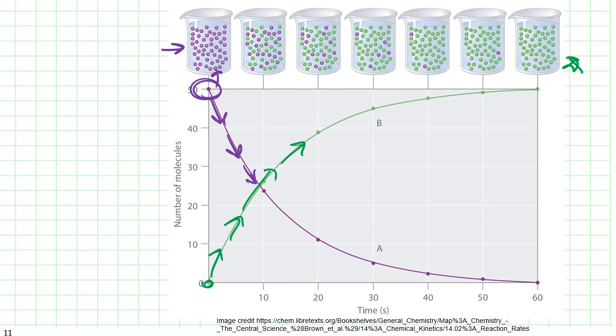This reaction goes pretty much to completion. Notice that the number of reactant molecules is very, very small at the end of this graph. And so this one at equilibrium definitely favors that forward reaction very, very strongly.